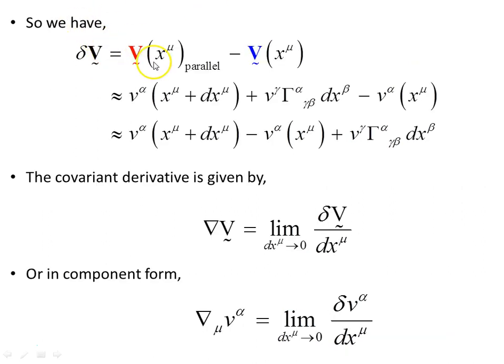Alright, so we have delta V is V(x^μ) parallel minus V(x^μ), and we substitute this expression here like this. So we can say this is approximately equal to this minus this plus that. Now the covariant derivative is defined, as you might expect, by this del symbol V as being the limit as dx^μ approaches 0 of delta V, that's this object here, divided by dx^μ. Or in component form, del or nabla subscript μ V^α is the limit as dx^μ approaches 0 of delta V^α over dx^μ.